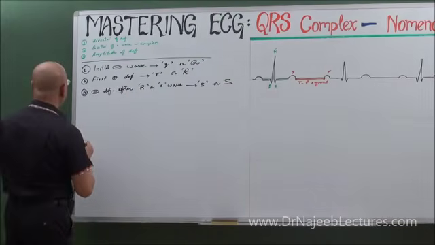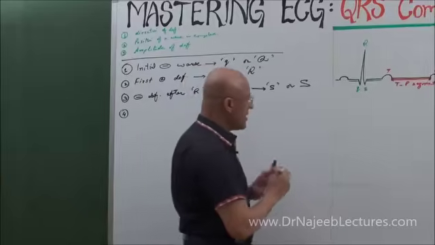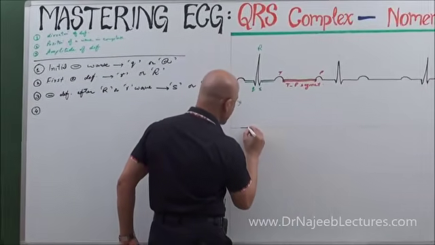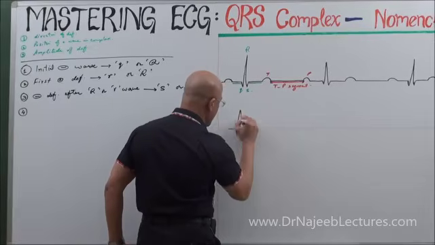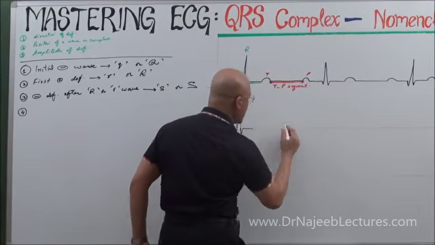After these three rules, I will mention another situation. But before I go for that, let's compare this. I will just draw a QRS complex. This is one QRS complex. Now let's invert it.